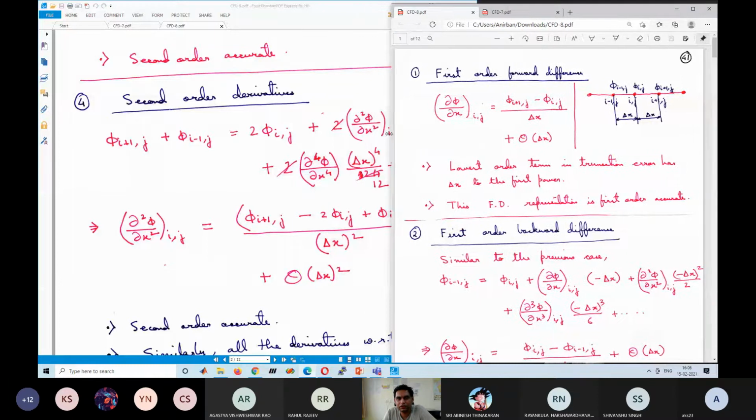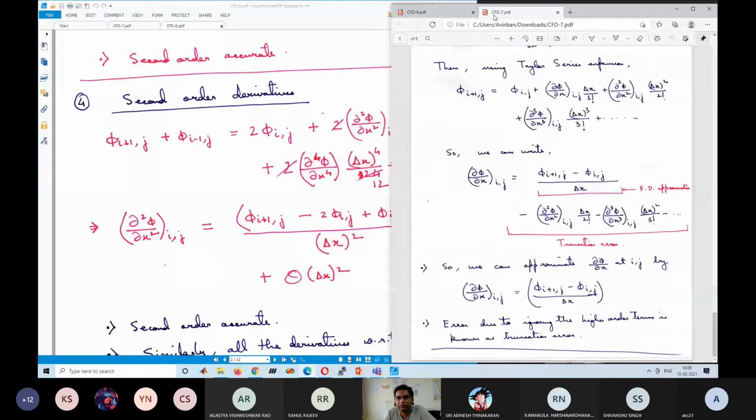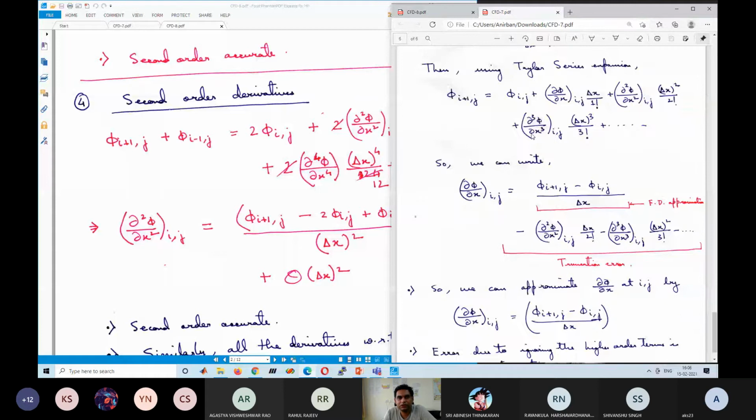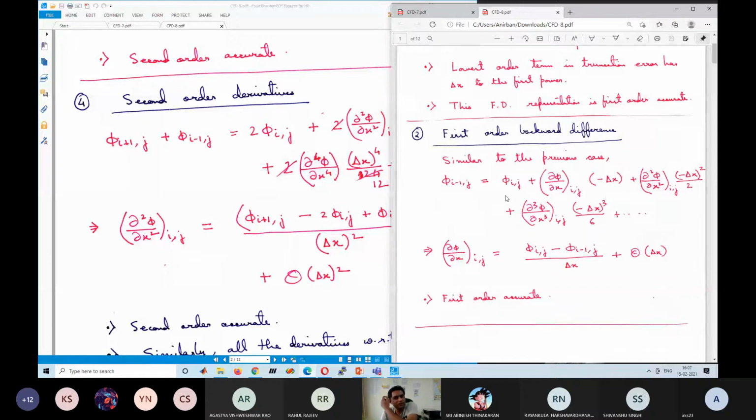And we will toggle between these two. So let one equation be this: phi i plus 1 comma j is equal to phi ij plus del phi del x ij delta x plus del square phi del x square. This term is there. And the second equation is the negative one. Phi i minus 1 j is equal to phi ij plus this term plus this term.